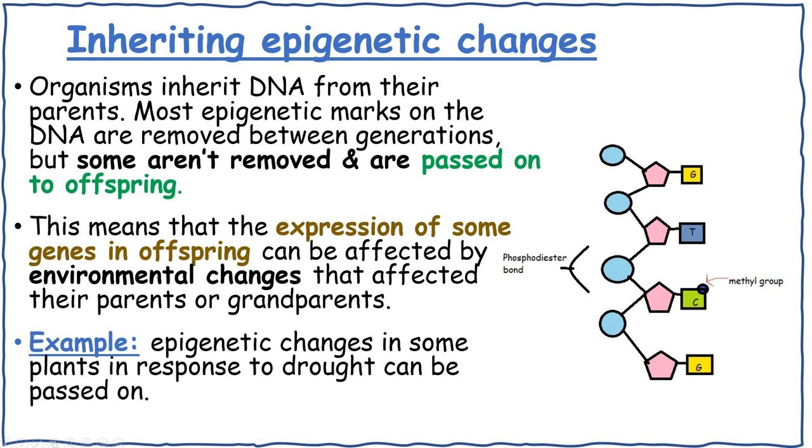Inheriting epigenetic changes. Organisms inherit DNA from their parents. Most epigenetic marks on the DNA are removed between generations, but some aren't removed and are passed on to offspring. This means that the expression of some genes in offspring can be affected by environmental changes that affected their parents or grandparents. As an example, epigenetic changes in some plants in response to drought have been shown to have been passed on.